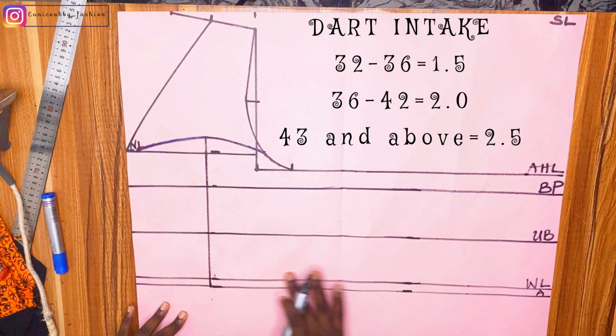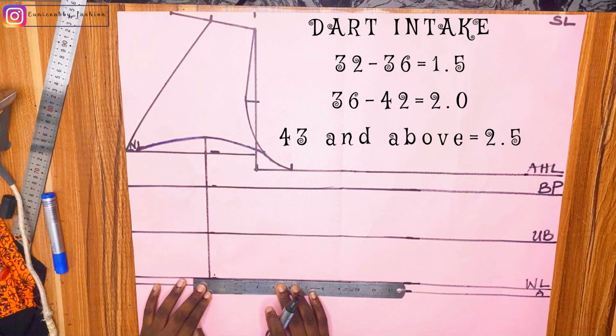Can we all take a moment to look at the screen? Here is the dart intake that we'll be working with. If your bust is within 32 to 36 inches, you'll be taking 1.5 inches. If your bust is from 36 to 42, you'll be taking a dart of 2 inches. 43 and above is 2.5. My bust is 38, so I'll be taking a dart of 2 inches.